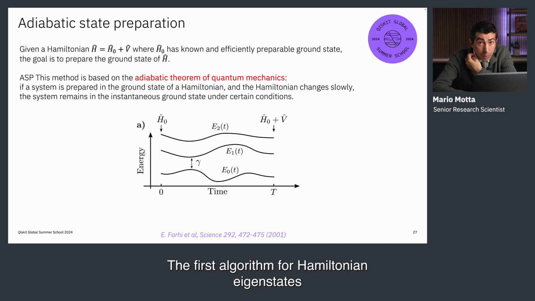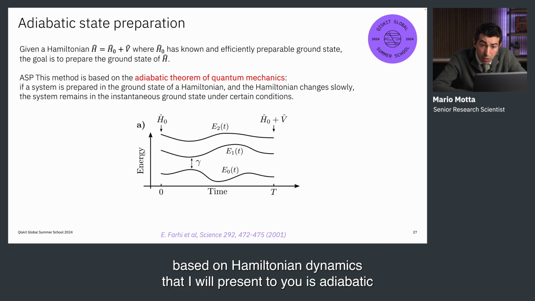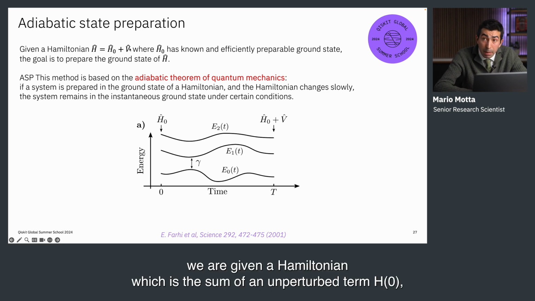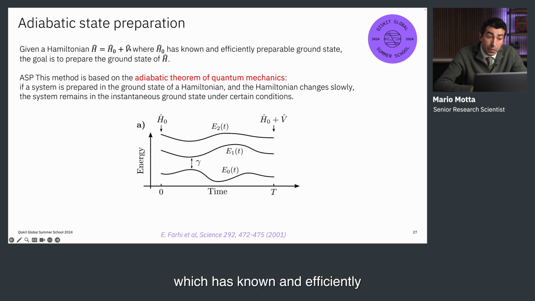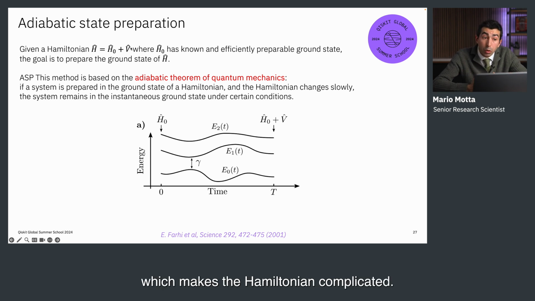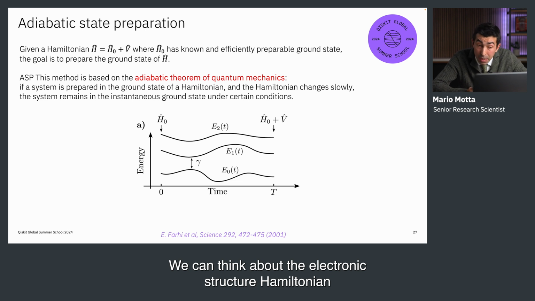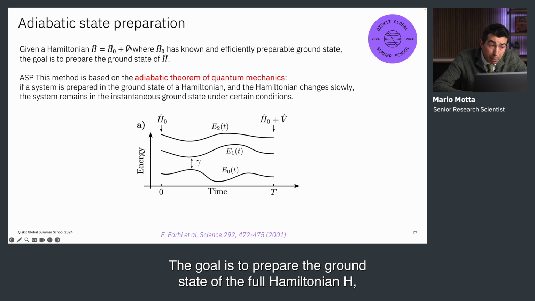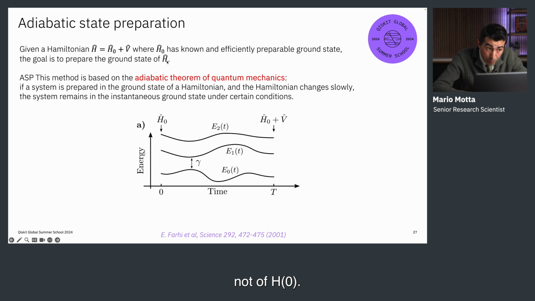The first algorithm for Hamiltonian eigenstates based on Hamiltonian dynamics that I will present to you is adiabatic state preparation. In adiabatic state preparation, we are given a Hamiltonian which is the sum of an unperturbed term, H0, which has a known and efficiently preparable ground state, and of a perturbation V, which makes the Hamiltonian complicated. We can think about the electronic structure Hamiltonian with its one- and two-body parts. The goal is to prepare the ground state of the full Hamiltonian H, not of H0.